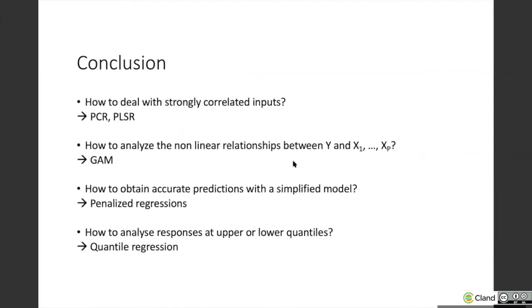So in conclusion of this second part, if you want to deal with strongly correlated inputs, you can choose either PCR or PLSR. I recommend PLSR because you can obtain more accurate prediction with a smaller number of principal components. If you want to analyze a nonlinear relationship between Y and X1, ..., XP, you have to choose GAM. If your objective is to try to simplify the model, but still obtain accurate predictions, penalized regressions are very powerful, in particular the lasso regression. And finally, if you want to analyze the response at upper or lower quantiles, in a project dealing with risk analysis, you can use the quantile regression.